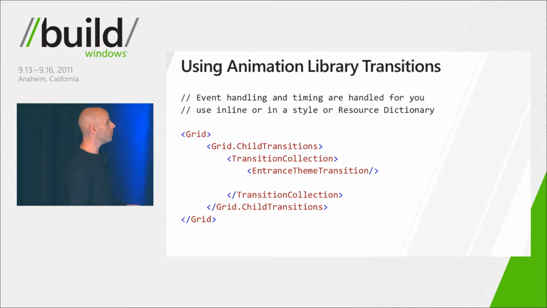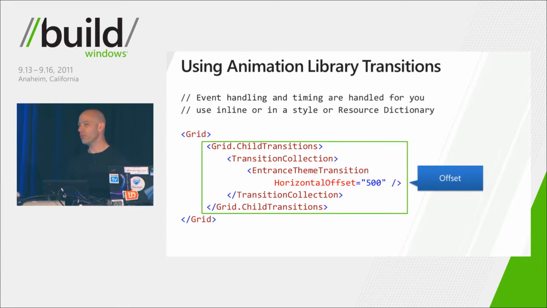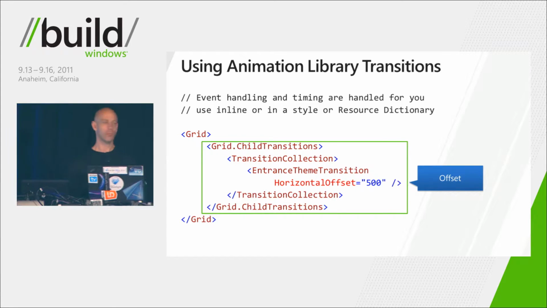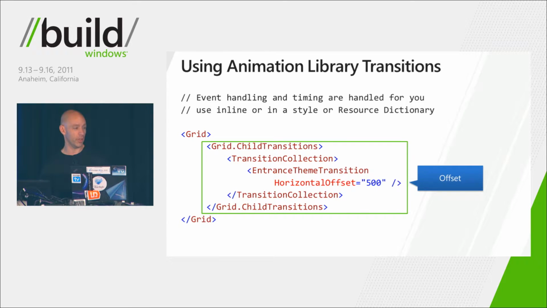You can also, on some of them, have different properties. Like if you wanted to override specific aspects of a transition, there are some properties available to allow you to do that. In this case, you can have an offset, like a horizontal offset of 500. If you don't specify that, that's optional. It'll use whatever the default is for the animations library. So imagine trying to do that in previous XAML technologies, how much code it would take. And actually, one of my demos will show you how much this saves.